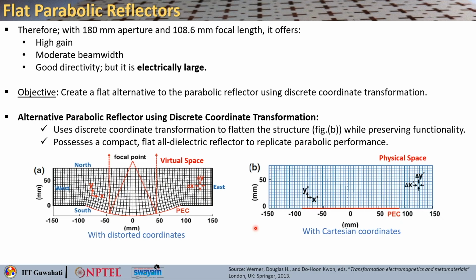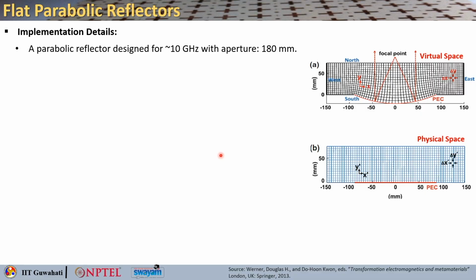So what we are gaining out of it, we are able to make a flat all dielectric reflector that can replicate the parabolic performance. So the shape constraint can be reduced. So here are the implementation details. So a parabolic reflector designed for around 10 gigahertz can have aperture of around 180 mm.